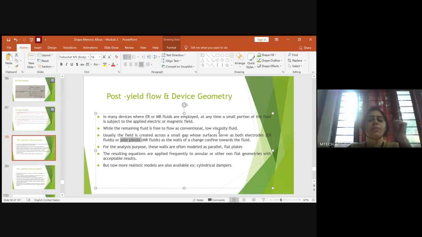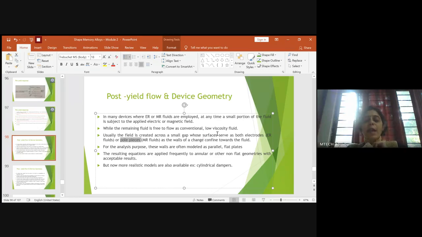When it comes to any ER or MR fluid, it has to be subjected to either an electrical or a magnetic field. The area in which the field is applied behaves with high viscous nature, and the remaining fluid will flow in a conventional way. That is the second concept you have to understand. The third one is that when you subject the fluid to an electrical or magnetic field, it results in the formation of fibrils, or structures with some gap in between. This gap will be proportional, and this will act as an electrode.